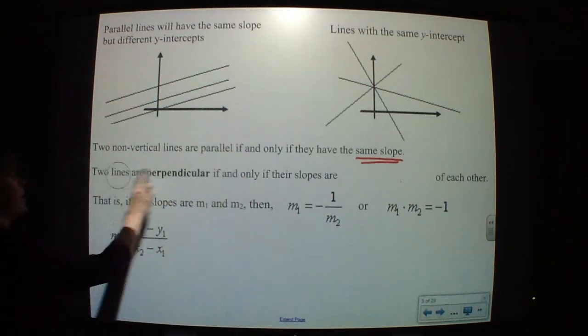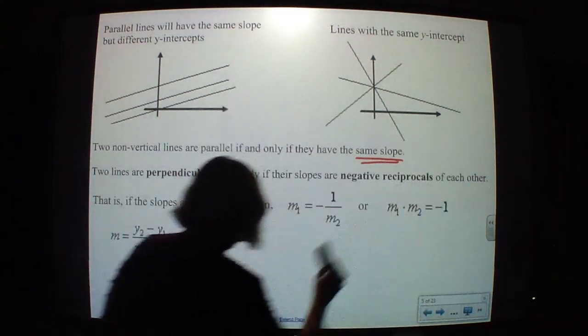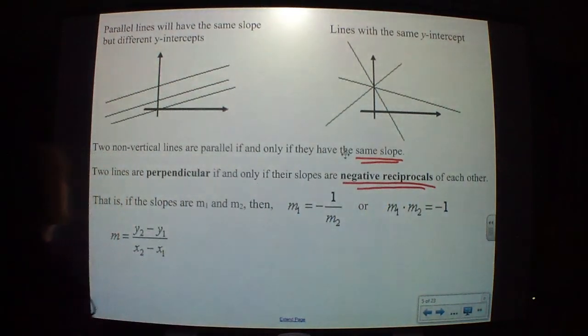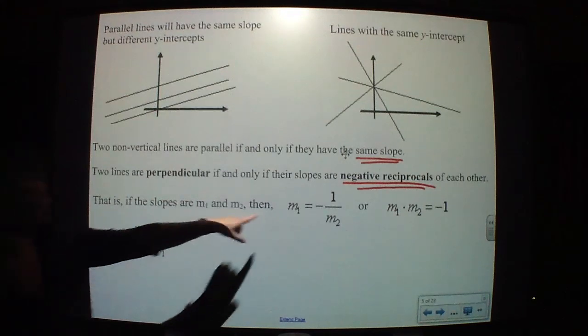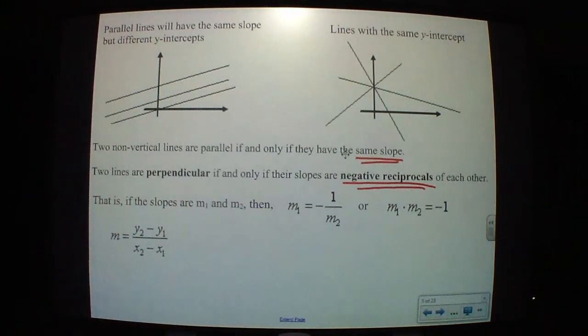They are perpendicular if their slopes are the negative reciprocals of each other. So that is if one slope is the negative reciprocal of the other. So if one slope is 1/2, the other will be negative 1 over 1/2, or negative 2. Or if you multiply the two slopes together, they will equal negative 1. And remember, slope equation.